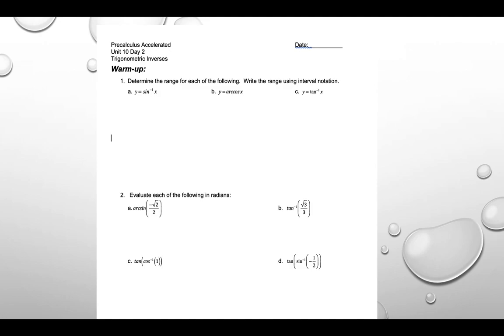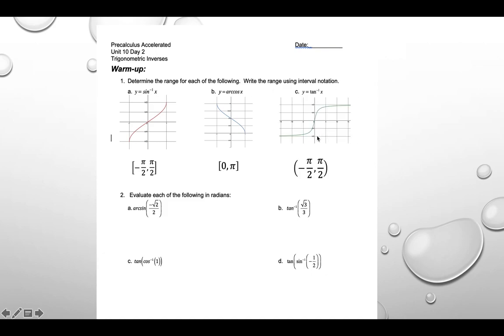So on your warm-up, the first thing it asked you to do was state the range for each of the following. So let's recall those little graphs from yesterday. For sine, if you were to sketch its inverse, it would look something like this. And again, this has to be a function, which is why we're only graphing a little piece of it. So the range of this function is going to go from negative pi over 2 to pi over 2. For your cosine, it's going to go from 0 to pi.